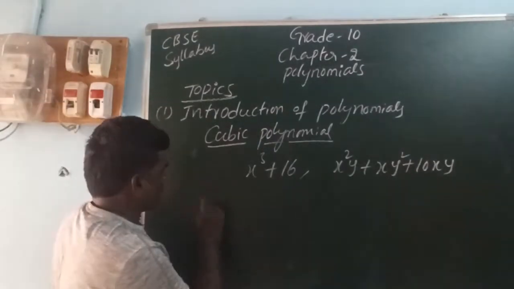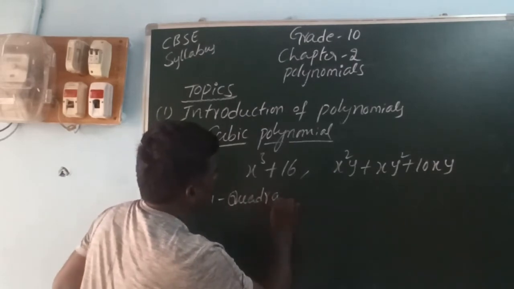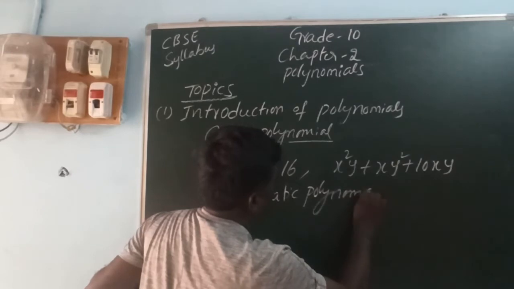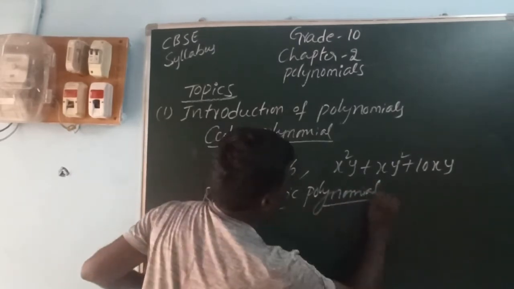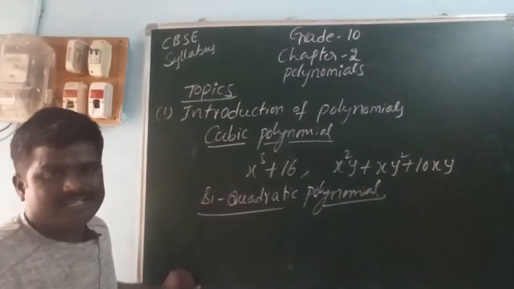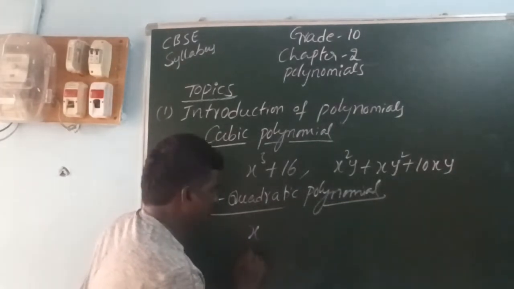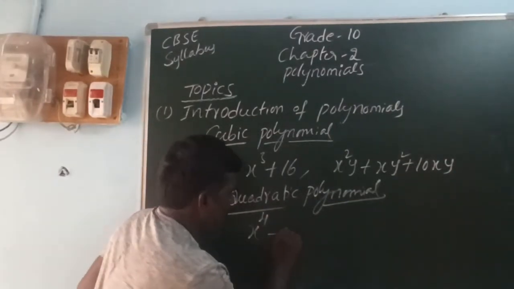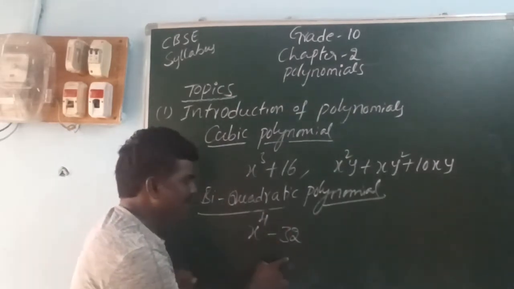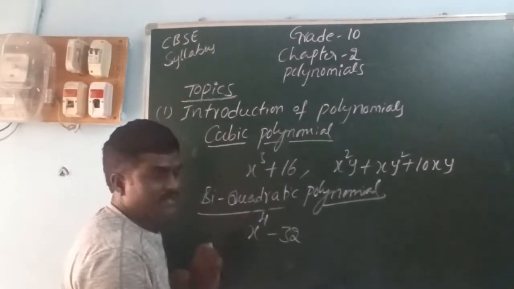Okay, so next, biquadratic polynomial. What is called a biquadratic polynomial? A polynomial whose degree is 4 is called a biquadratic polynomial. For example, we take x power 4 minus 32. Here what is the degree? 4. What is the degree here? 0. So what is the highest degree? 4. So this polynomial is called a biquadratic polynomial.